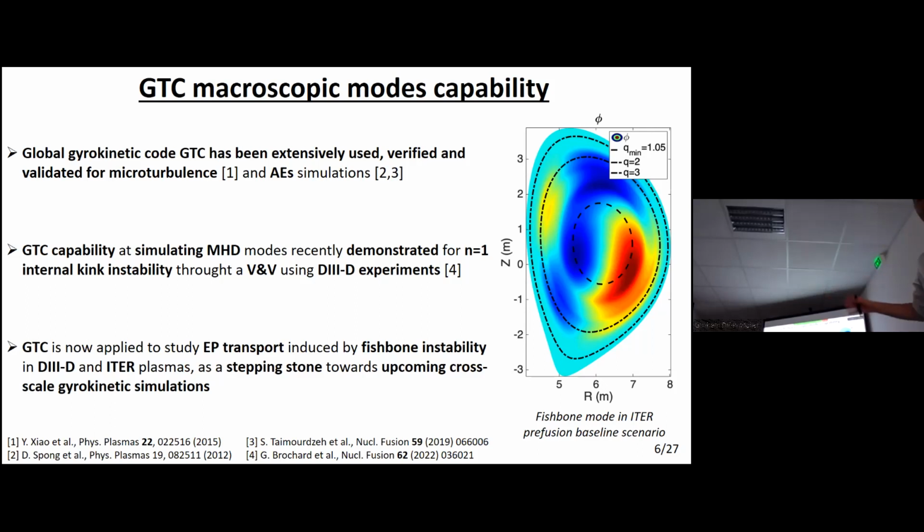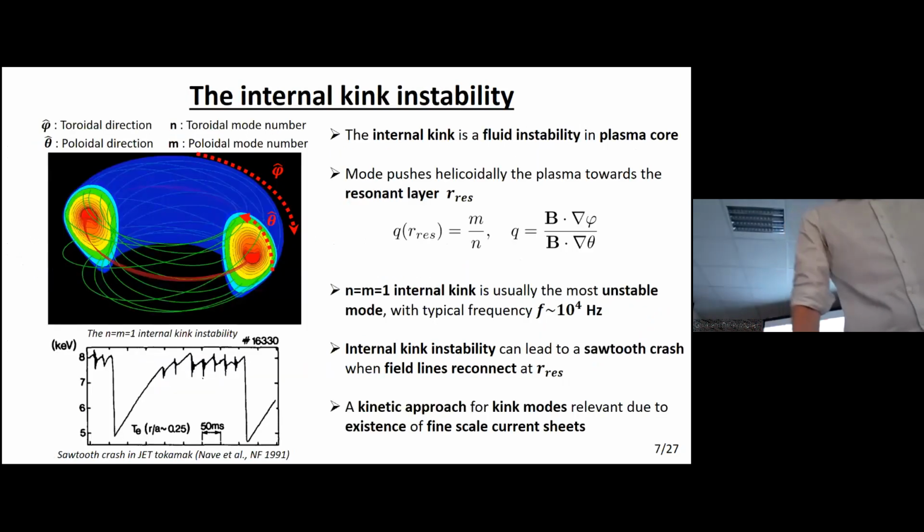Before entering all of those details, I first need to explain what those instabilities are, the kink and the fishbone. The kink mode is essentially a fluid instability that occurs at the plasma core. Here you can see the electron temperature in a tokamak during a kink instability. You can see that you have a mode pushing the plasma towards a given resonance surface. This resonance surface is identified this way. You have the toroidal direction in that direction and poloidal here.